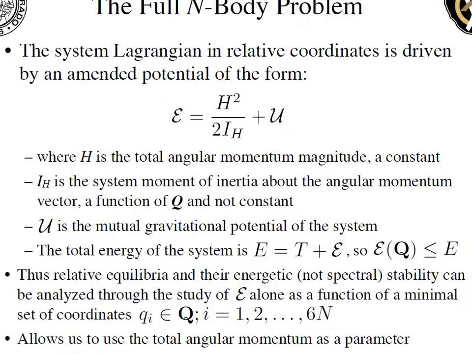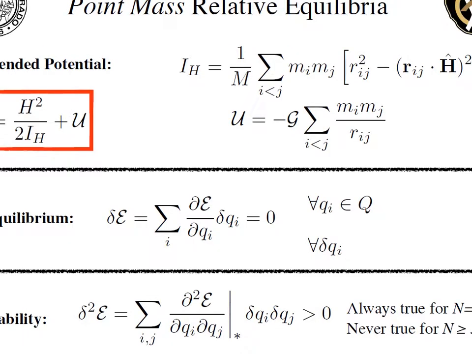So what we want to do is study the relative equilibria and their energetic stability. We analyze this through the study of this amended potential alone as a function of a minimal set of coordinates, q, chosen out of the configuration space, where in the most general sense there are up to 6n of these q, 6 for each body, because we have 3 positional and 3 orientational degrees of freedom. With this formulation as well, we can use the angular momentum as a parameter of the system, since this is nominally always conserved.